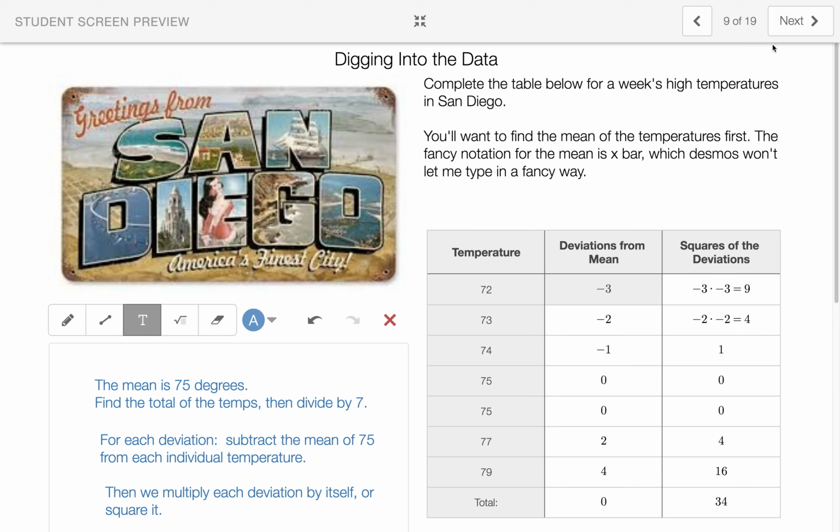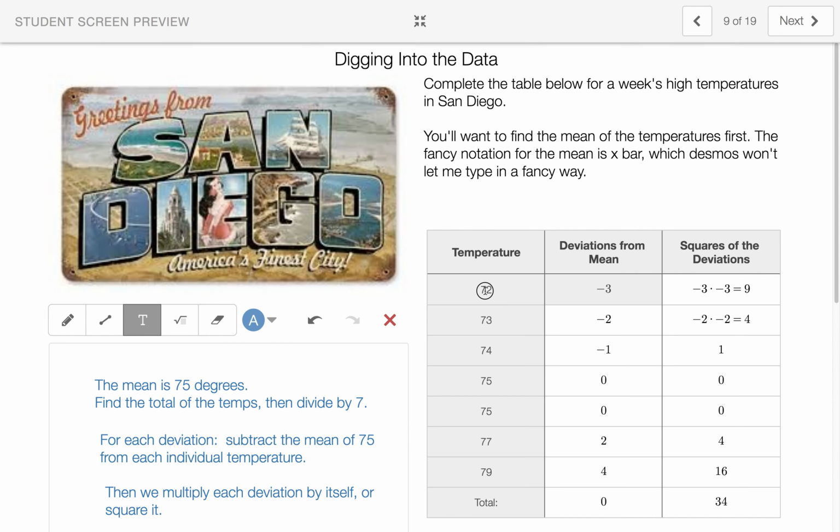We have information from San Diego about all of the temperatures for 7 days. We need to find the standard deviation, and that means first we need to find the mean. I did that already. The mean is 75 degrees. And then for each deviation, first we have to go through and find those. So you'll take the individual temperatures and subtract the mean.